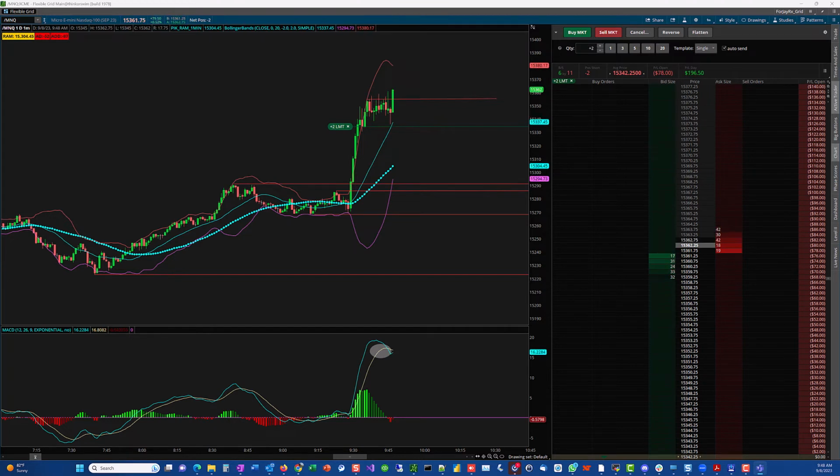So we could be in trouble here, but I'm still pretty confident that we're pretty high up there in the MACD, that there's a chance it's going to come back.